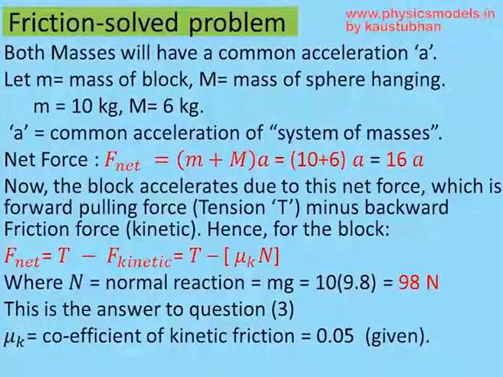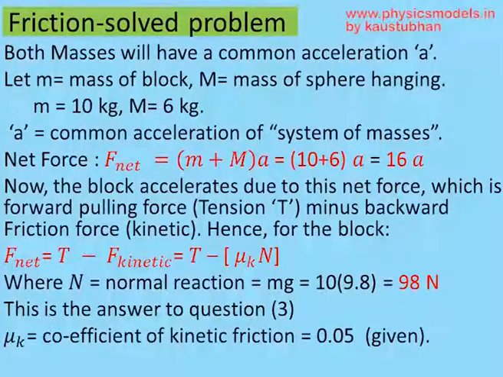On the other hand, the block is certainly accelerating from left to right, which means that the pulling force of the rope tension T is greater than the backward dragging force of friction, which is F kinetic. So net force F net is equal to T minus F kinetic, which is T minus mu k into N. The normal reaction for a horizontal plane is easy to find. That's mg, which is straight away 10 into 9.8, which is 98 newtons. We get one of the answers. The kinetic friction value is already given in the problem, and we'll use it to get some of the other answers.